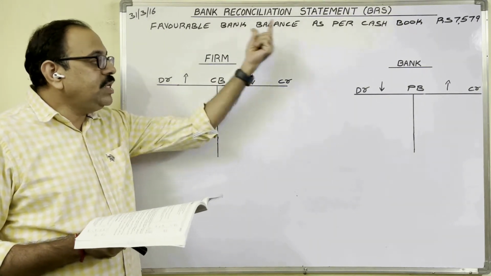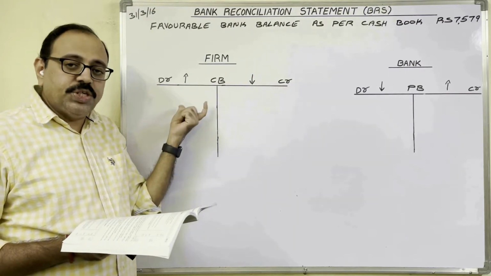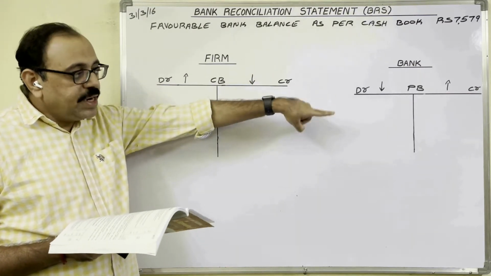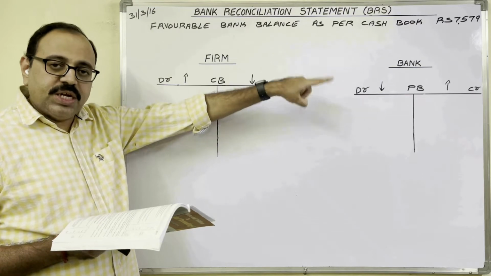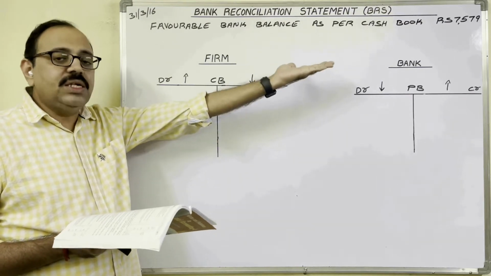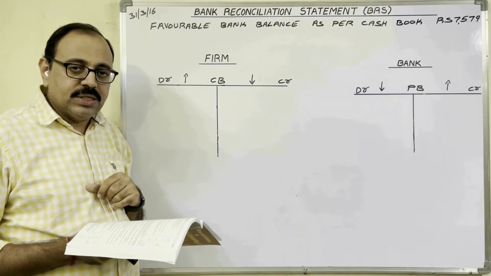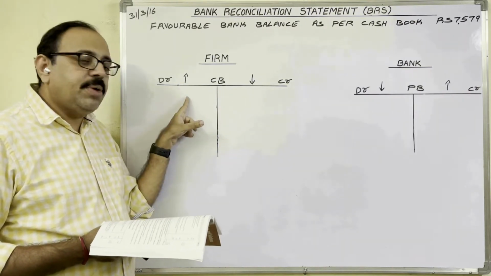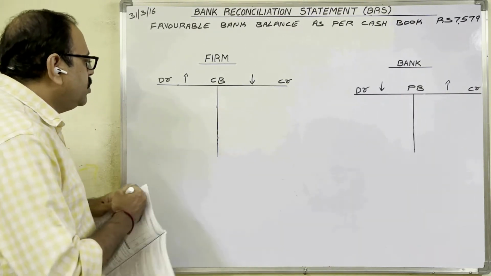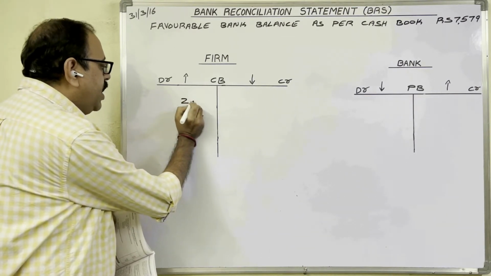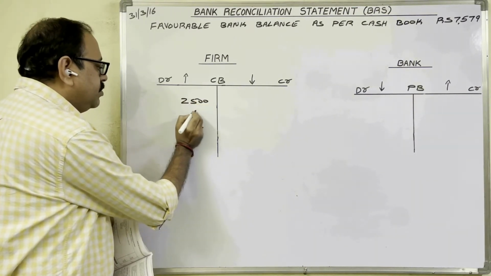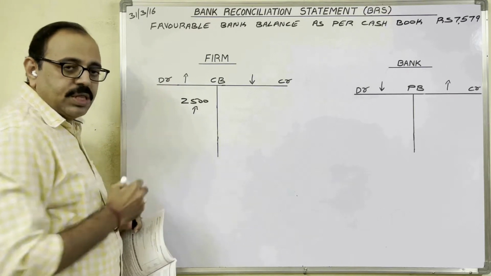So when we deposit checks into the bank, we assume that the bank collected that amount and deposited it in our account, so the bank balance is increased. In the cash book, we also increase our bank balance. Increase means which side? Debit side. 2500 bank balance we increased in March month.